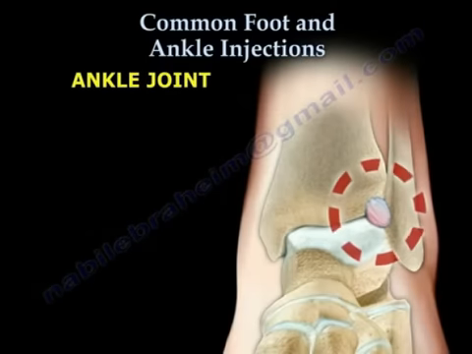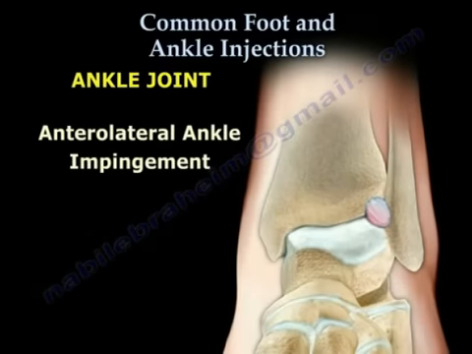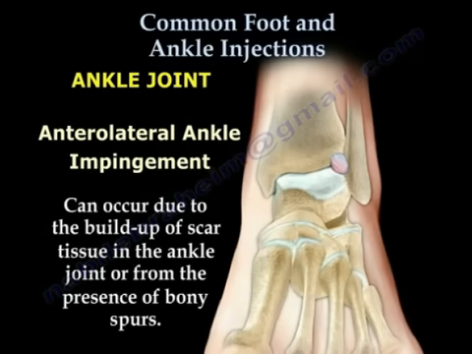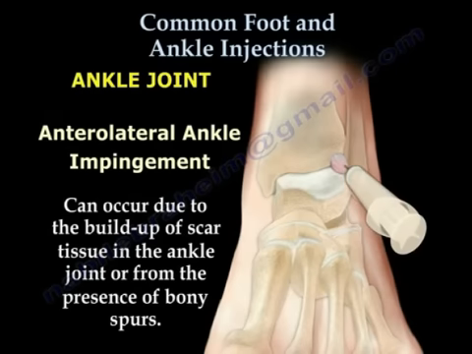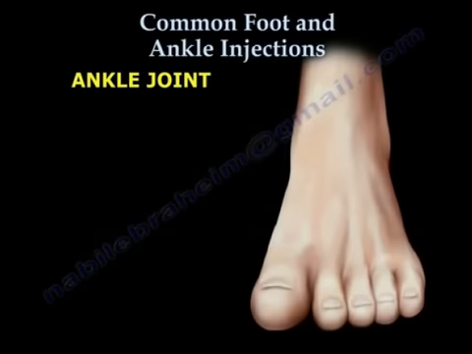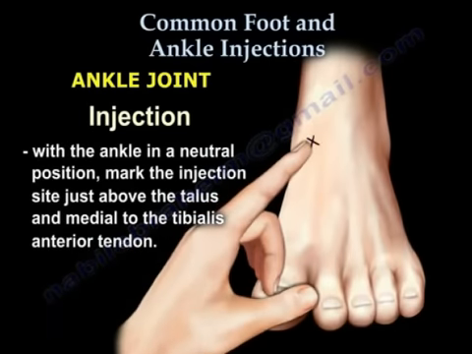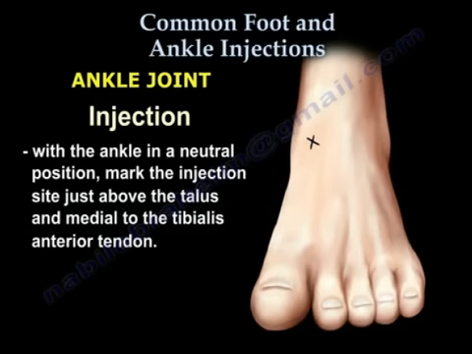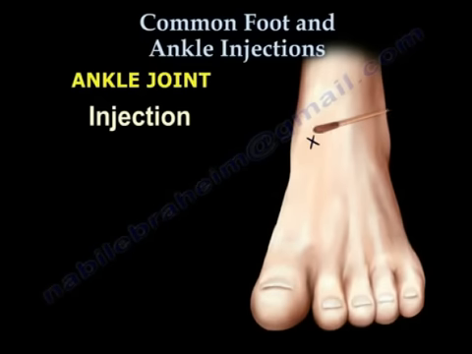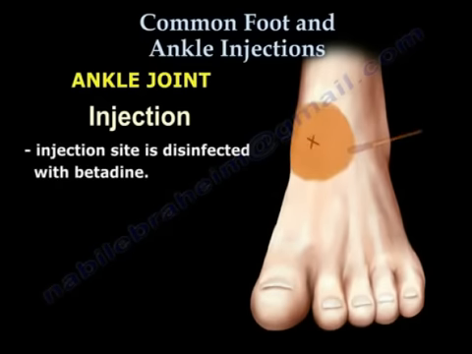Another condition that may need an ankle injection is called the anterolateral ankle impingement. It can occur due to the buildup of scar tissue in the ankle joint or from the presence of a bony spur. With the ankle in a neutral position, mark the injection site just above the talus and medial to the tibialis anterior tendon. Use betadine solution.